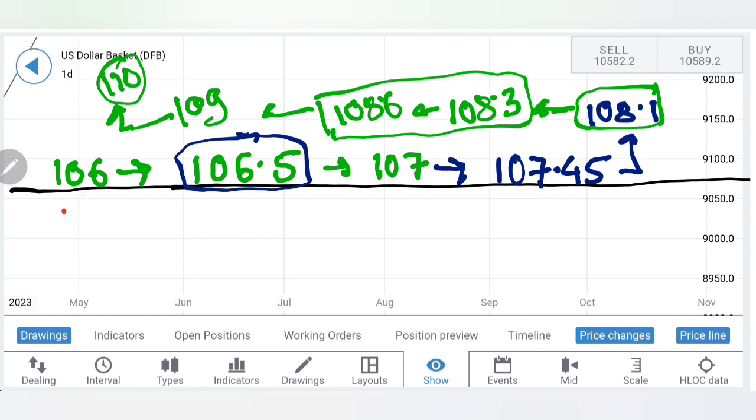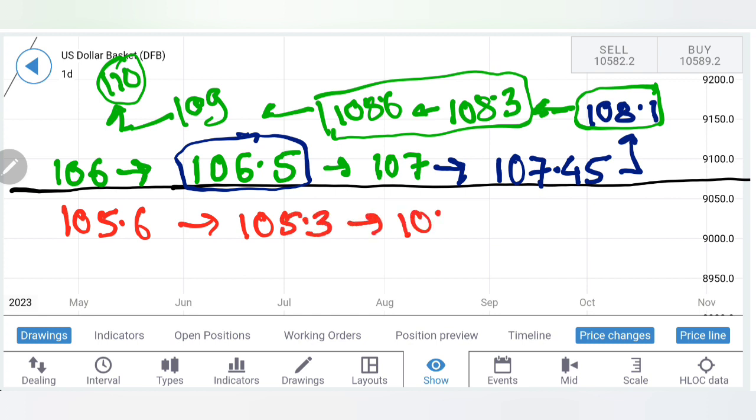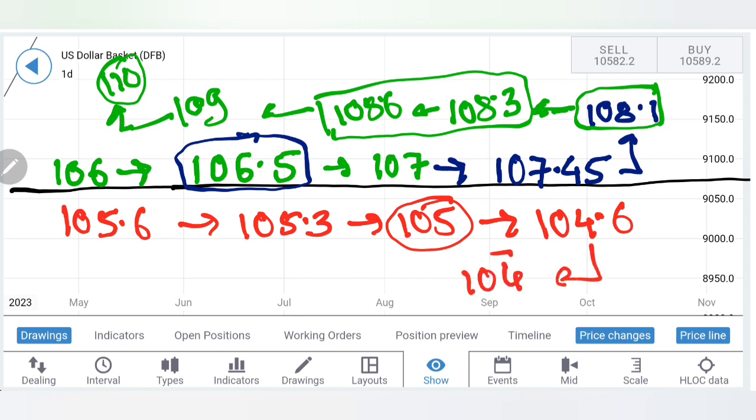On the downside, you can sell here at 105.6, but then 105.3 and 105. Now 105 is the first milestone. Below 105, there will be further bearishness. However, 104.6 and 104. Now 104 is the next milestone which we are looking at. These are two critical levels for the DXY on the downside. You have to note this.